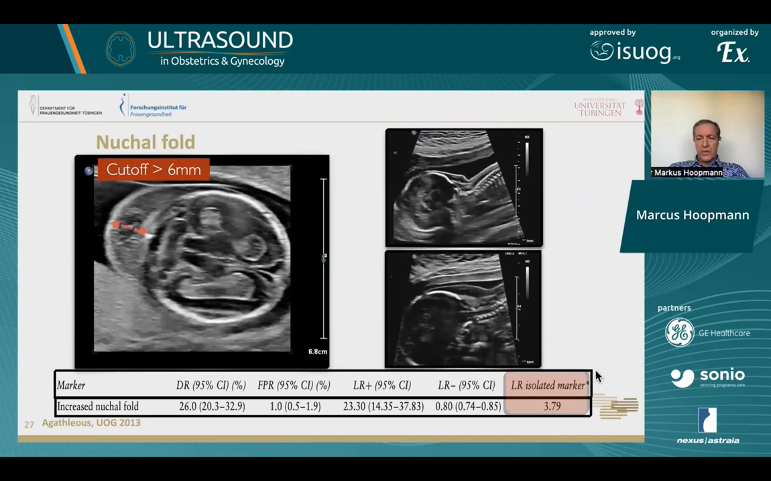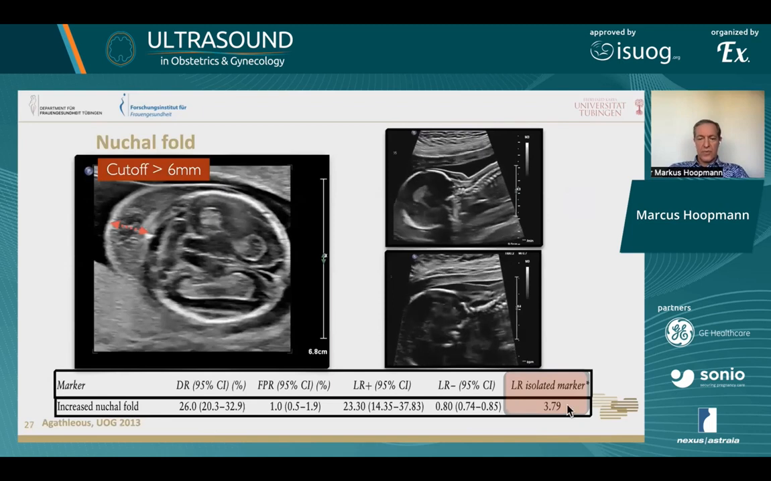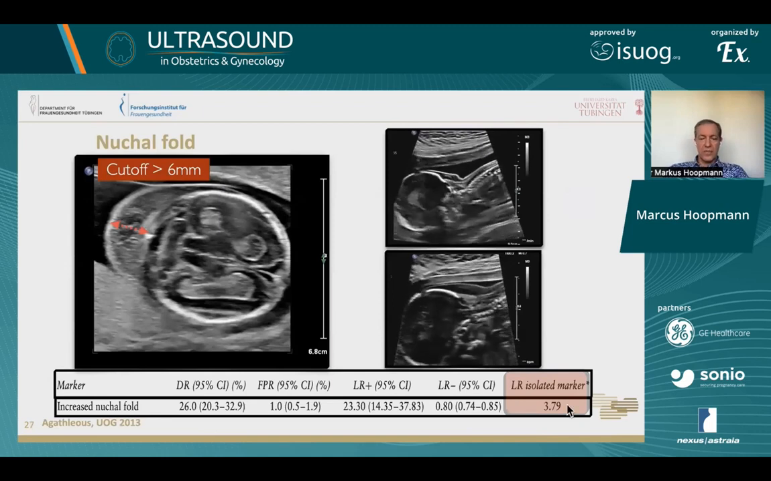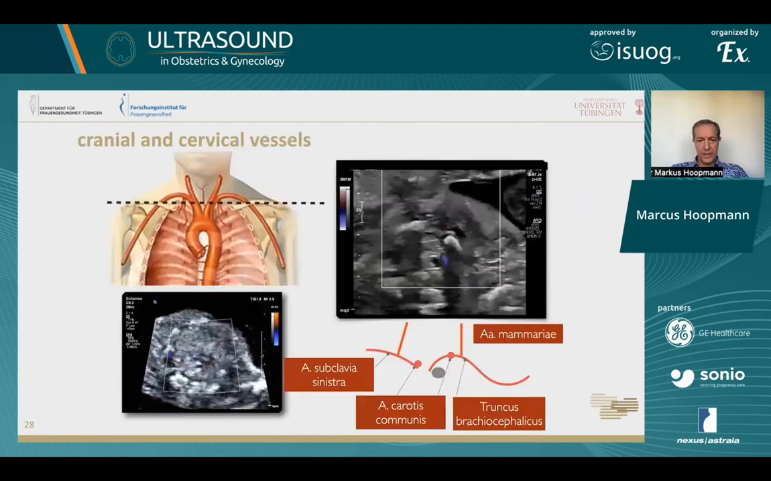The nuchal fold also increases the risk by about a factor of 4, but it has not the importance of the first trimester. You see the detection rate is only 26%, but it's for sure risk increasing.